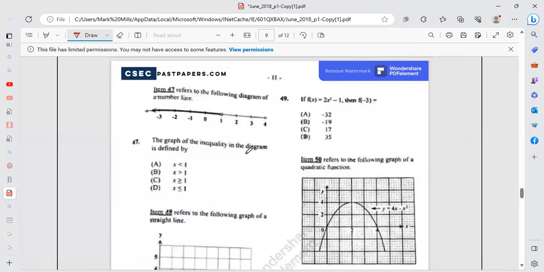46, we soon finish, guys. 46, the graph of inequality is defined as, you realize that they never share the 1, right? The 1 is going this one here. So it would have been x less than 1.